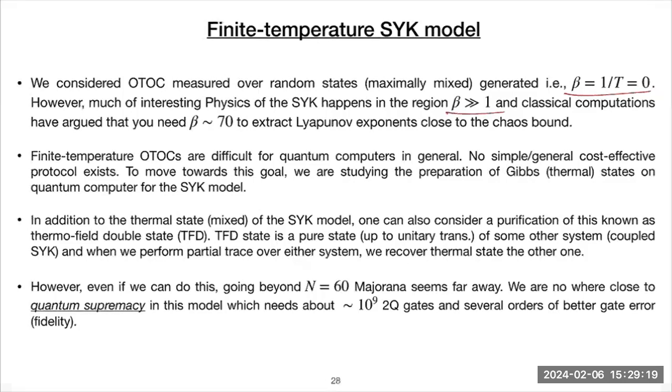So right now we have to come up with different algorithms, methods and protocols to do the same calculation for different values of beta, especially beta greater than 1. And it turns out you need beta of 70 to extract Lyapunov exponents even close to the chaos bound, as is known from classical computation. So we can see, sorry to interrupt.